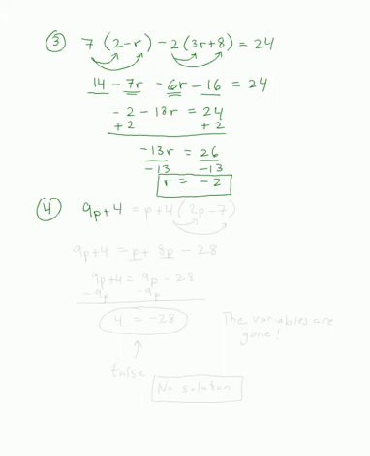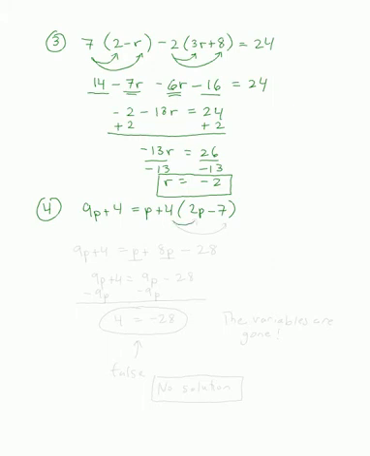9p plus 4 equals p plus 4 times 2p minus 7. 9p plus 4 equals p plus 4 times 2p minus 7. First thing we're going to do is use the distributive property to eliminate the parentheses.